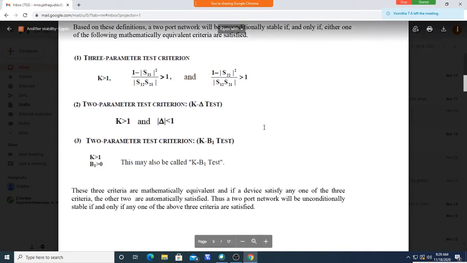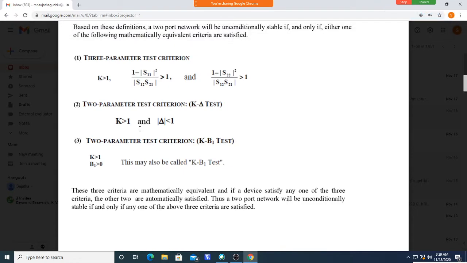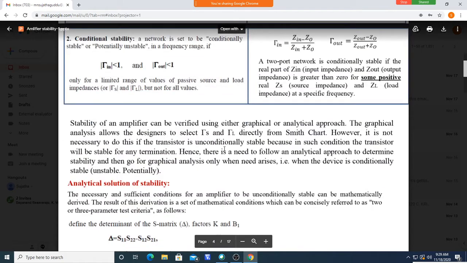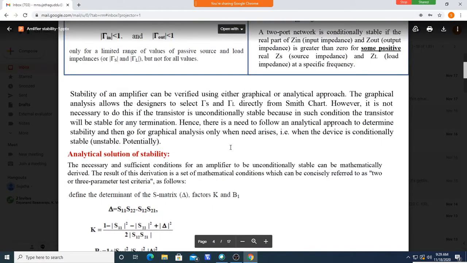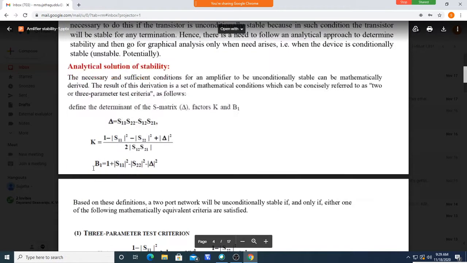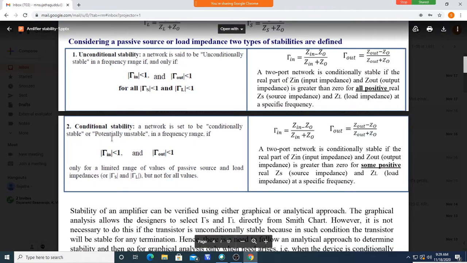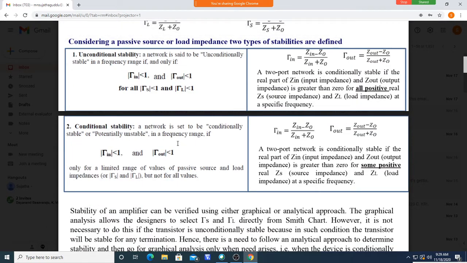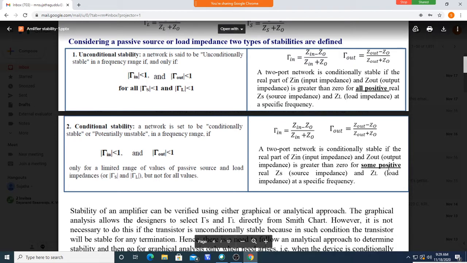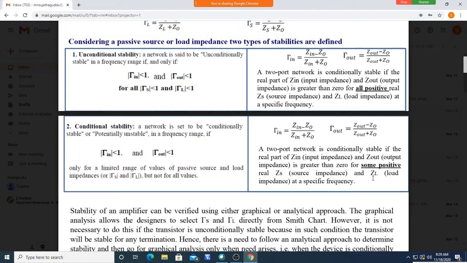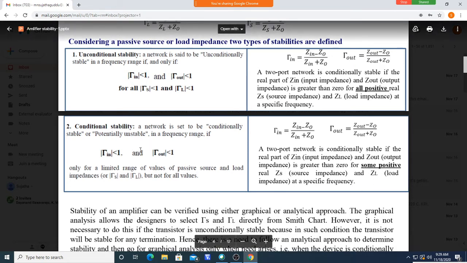Now, k is not always greater than 1 for all the devices. If you choose a device and k is lesser than 1, then it is conditionally stable. Only a few values of ZS and ZL give gamma in and gamma out lesser than 1. We cannot choose ZS and ZL as any value over the Smith chart. Only particular values of ZL give a stable operation.